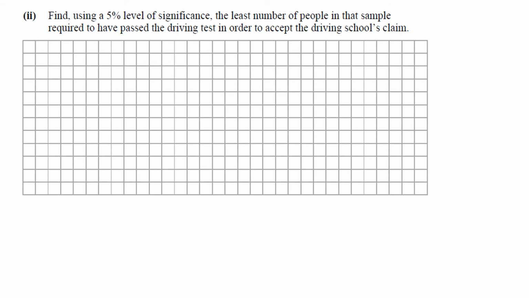So it said, find using the 5% level of significance the least number of people in the sample required to pass their driving test in order to accept the driving skills claim. So this time we're actually going to work the other way. We're going to still create a confidence interval. So we're going to create a 95% confidence interval. However, this time we're going to use it, instead of for the population proportion, for the sample proportion.